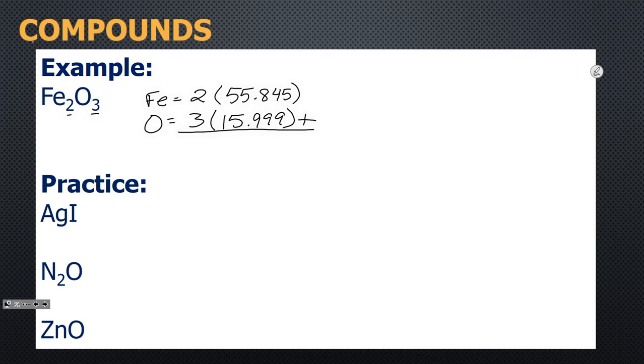Okay? So somebody grab your calculator. Actually, everybody grab your calculator. Go ahead and punch it through, and let's see if we all get the same number. So 2 times 55.845 plus 3 times 15.999. If you don't have a calculator, grab one of mine. You're going to need one today. I want to see if everybody punches it through the same way and gets the same thing, so we can fix any problems there might be.